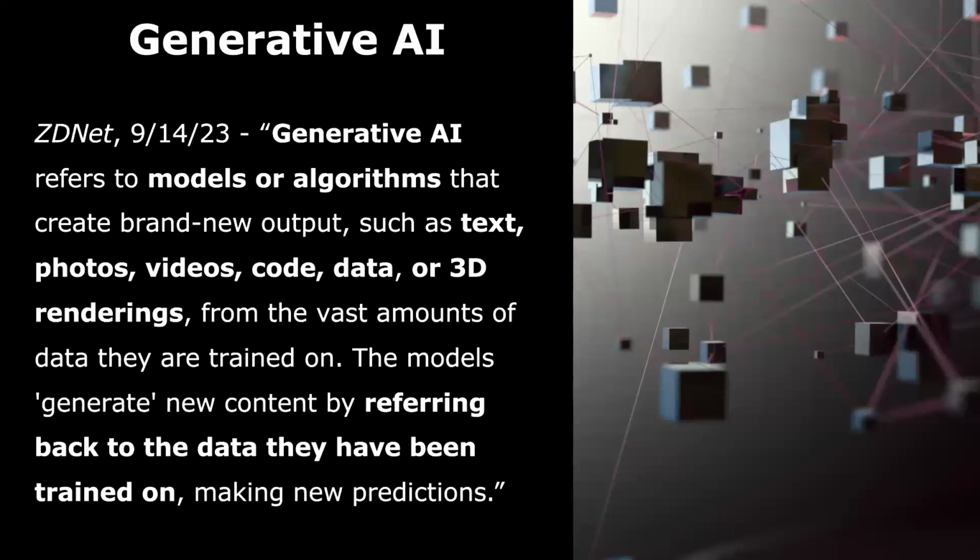A September 14th, 2023 article from technology news site ZDNet defines generative AI as follows, quote, "generative AI refers to models or algorithms that create brand new output, such as text, photos, video, code, data, or 3D renderings, from the vast amounts of data they are trained on. The models generate new content by referring back to the data they have been trained on, making new predictions." End quote. AI tools rely on data to produce results, as they can only create new content by replicating aspects of existing content that are present in their training data.